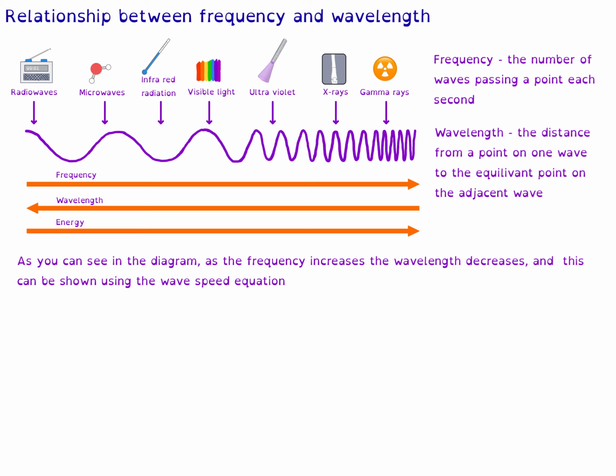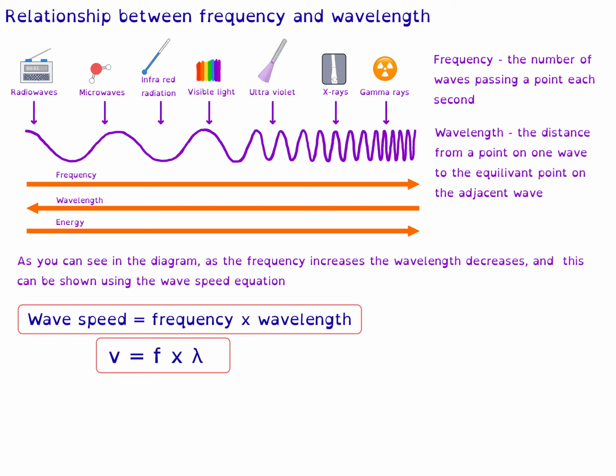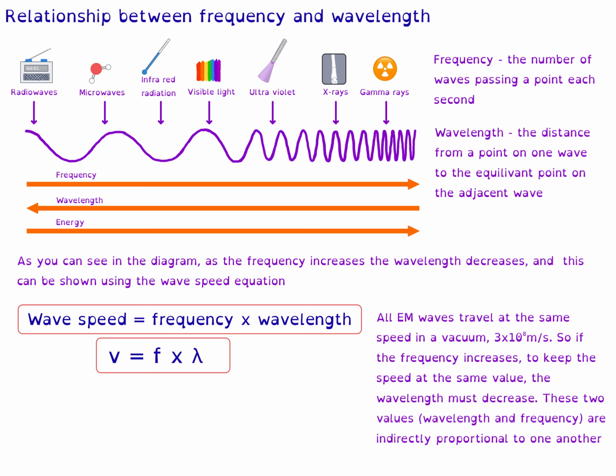As you can see in the diagram, as the frequency increases, the wavelength decreases, and this can be shown using the wave speed equation. Wave speed equals the frequency multiplied by the wavelength, or v equals f lambda. All electromagnetic waves travel at the same speed in a vacuum, 3 times 10 to the 8 meters per second. So if the frequency increases, to keep the speed at the same value, the wavelength must decrease. These two values, wavelength and frequency, are indirectly proportional to one another.